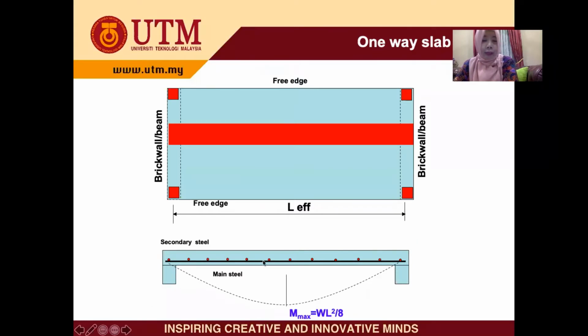And the steel, we have the main steel here. This is main steel, the black one, and the red one is the transverse steel or secondary steel. So we have only main steel in the L direction here, Leff.